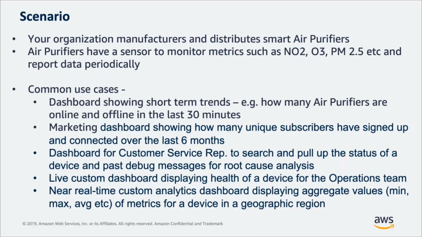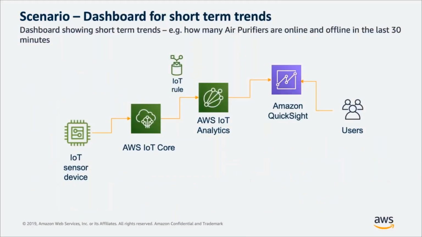So we're going to see some portions of this in a demo. So we're going to see the last two in the demo, but we're going to cover all of them as various scenarios and how we use AWS services to build this entire platform out. So let's take a look at the first scenario. So this is a dashboard which shows short-term trends. So for example, how many air purifiers are online and offline in the last 30 minutes.